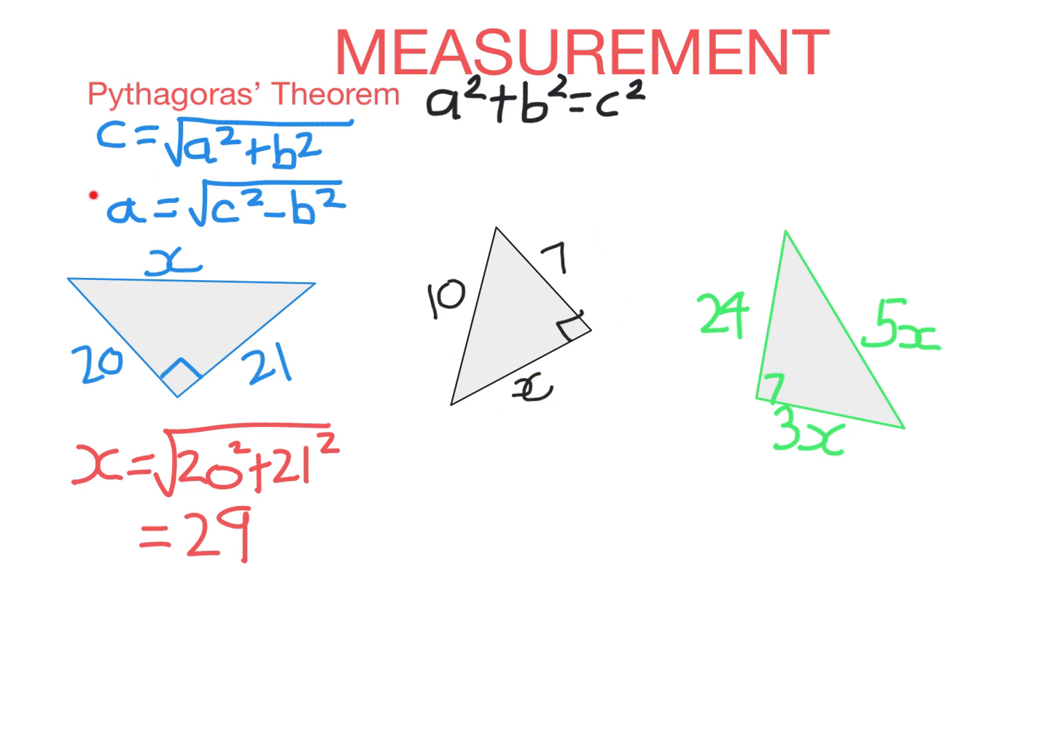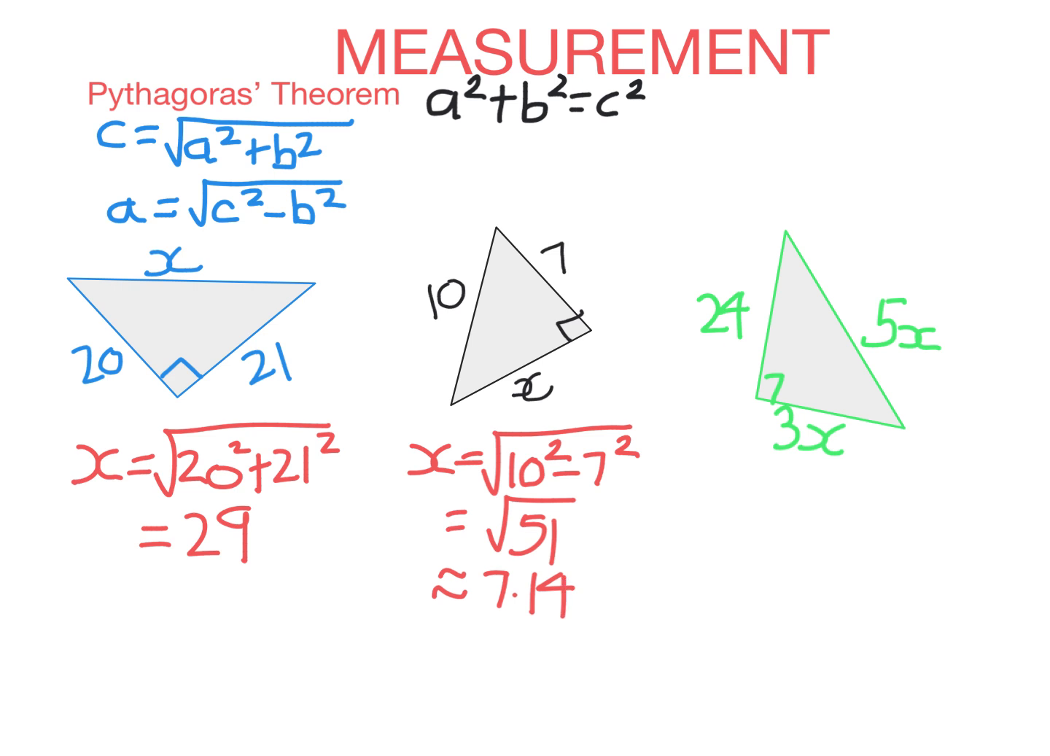In this triangle here, I'm finding the shorter side. So x is the shorter side. I'm going to use this formula. It doesn't matter whether I call it a or x or whatever. So here x will be equal to the square root of c squared minus the other side squared. C always refers to the hypotenuse in these formulas. The hypotenuse, the longest side, facing the right angle. So when you're finding the shorter side, you subtract. When you're finding the longer side, you add. So 10 squared minus 7 squared is 51. This is equal to the square root of 51. That's the exact answer. And if you put it on your calculator, you can get an approximate answer of 7.14.